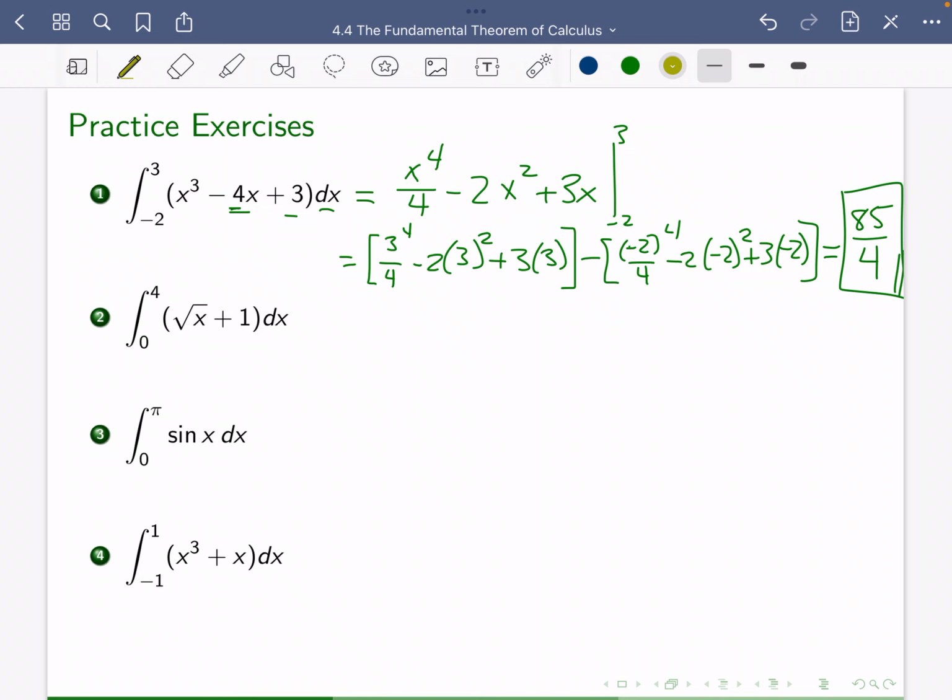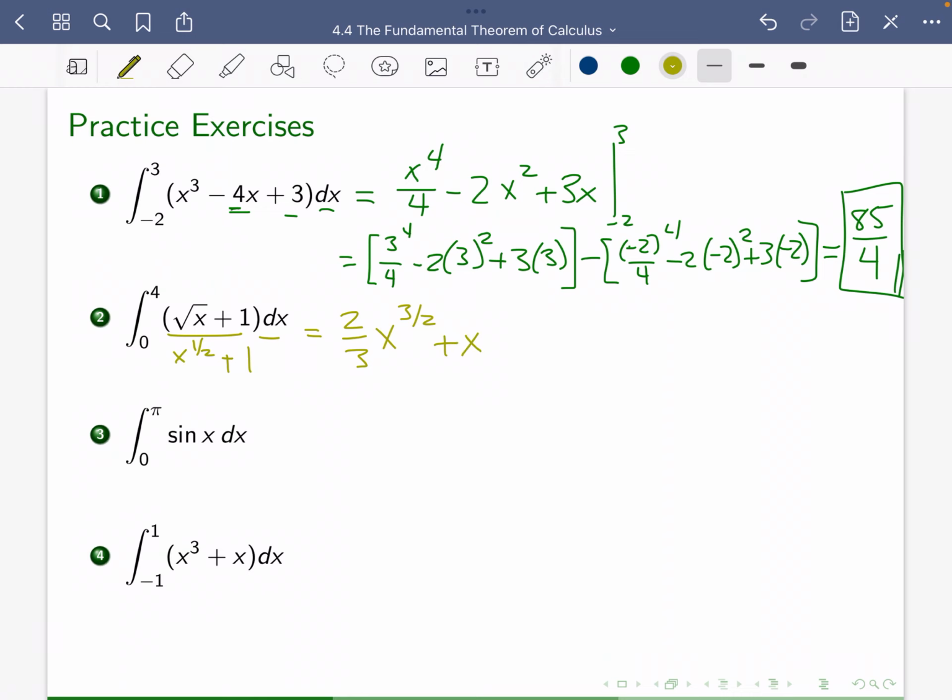Excellent. Let's look at our next one. Here we are integrating the square root of x plus 1 from 0 to 4, and we're integrating that with respect to x. So before we do the integration, I'm going to rewrite the square root of x as x to the 1/2 power. So now when we integrate it, we will add 1 to the power. So that'll become a 3/2. Divide by the new power, so dividing by 3/2 is the same as multiplying by 2/3.